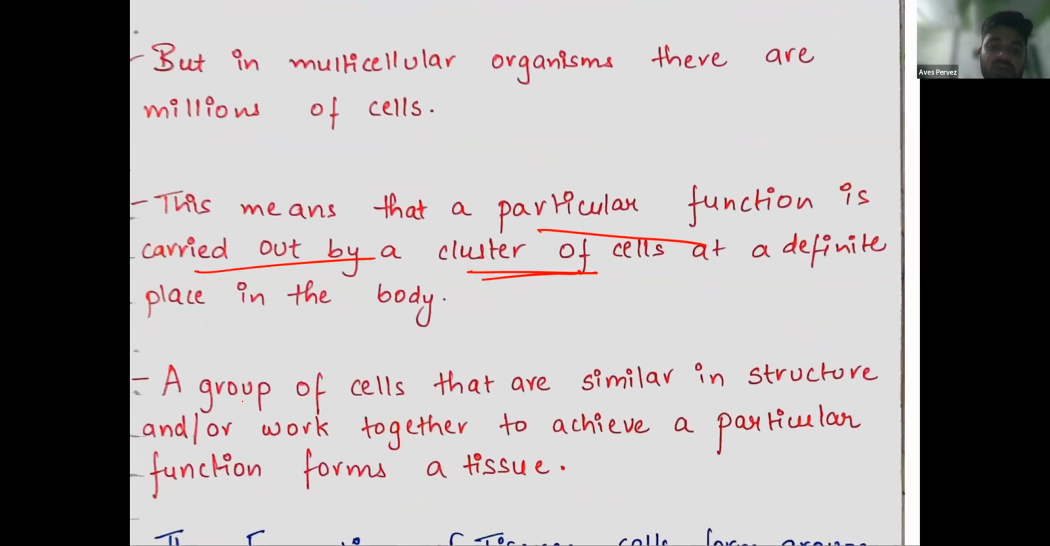So what is a tissue actually? A group of cells that are similar in structure and work together to achieve a particular function form a tissue. Please note down the definition of this one. Only write this definition: a group of cells that are similar in structure. You have to note this in the red portion that we have put in the bracket.